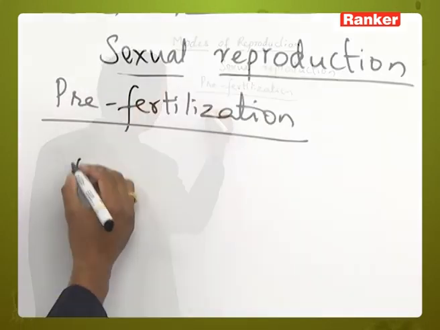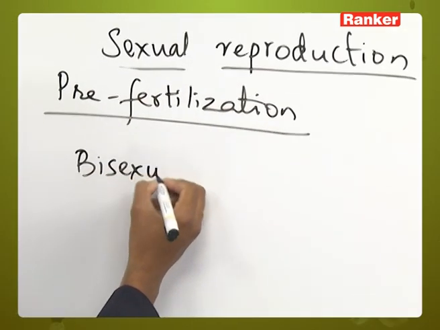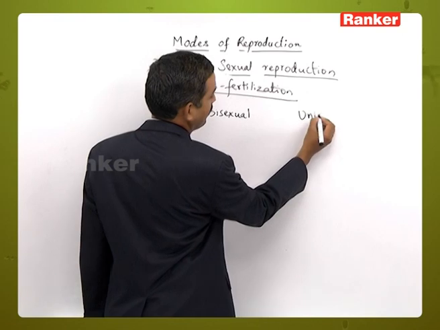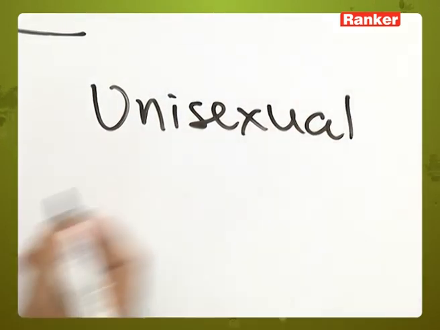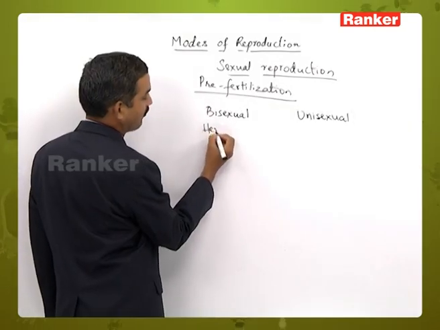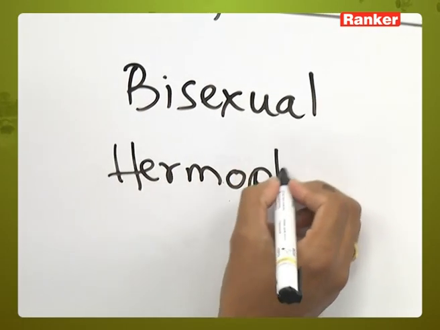Here, based on the gametes which are formed from the plant or the organism, we can say that there are two conditions. One is the bisexual condition and the other is called the unisexual condition. The bisexual condition is otherwise called hermaphrodite nature.